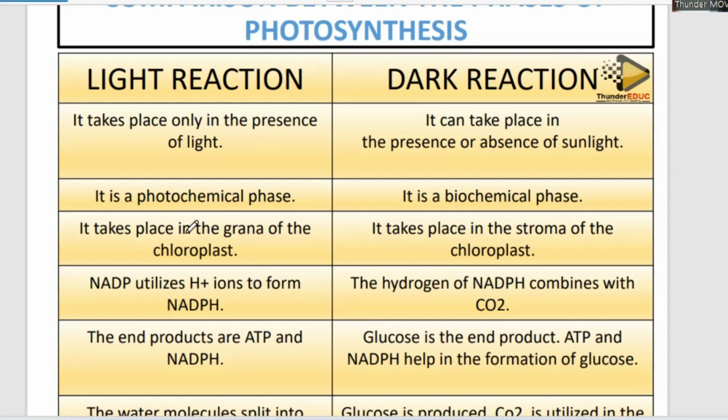So the light phase takes place in the granum. Granum, remember, is the combination of different thylakoids which form this sac, which you call the granum. And then the dark phase takes place in the stroma. The stroma is the fluid of the chloroplast. That's where the reaction of the dark phase takes place. NADP utilizes hydrogen ion to form NADPH. And then here, the NADPH will combine with carbon dioxide to form the glucose in the presence of ATP.